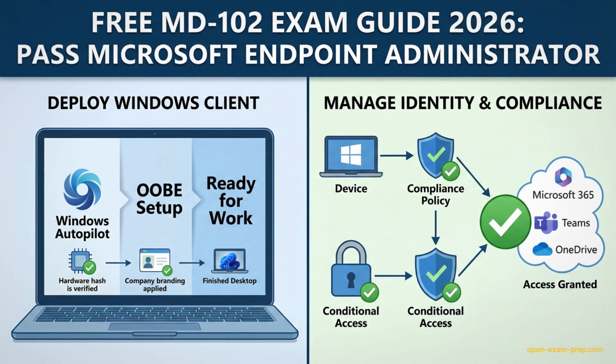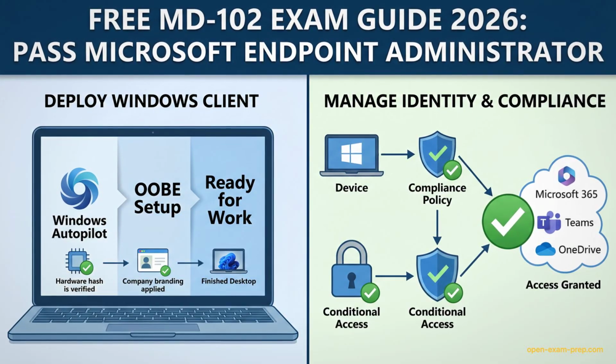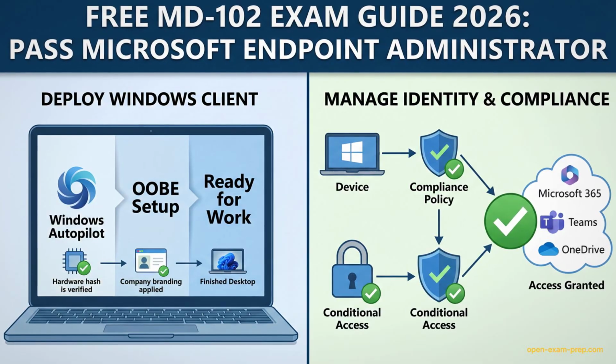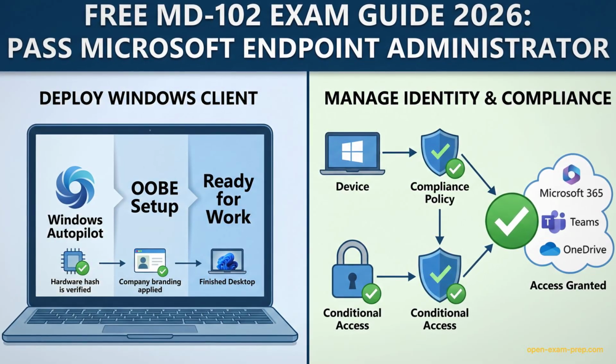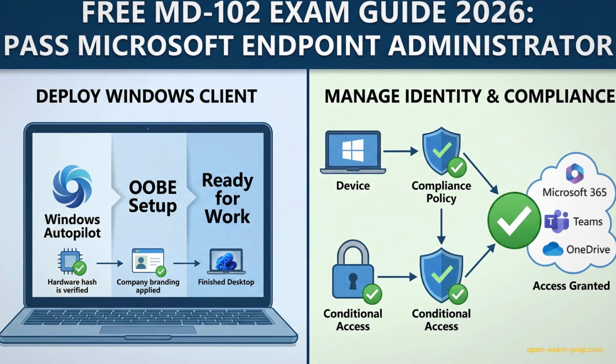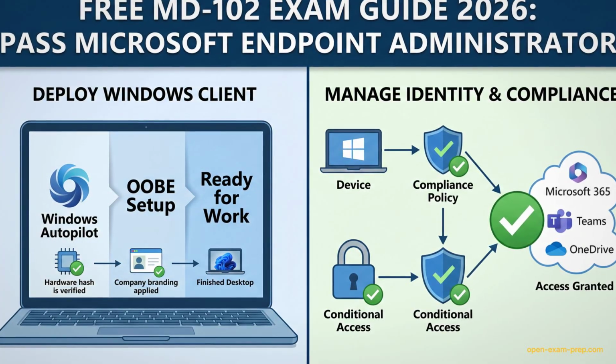The exam is broken into 4 key domains. The first 2, deploy Windows Client and manage identity and compliance, make up nearly half the test. This is where you'll prove your skills deploying Windows 11 with Autopilot, managing device identities in Microsoft Entra, and enforcing security through compliance and conditional access policies.